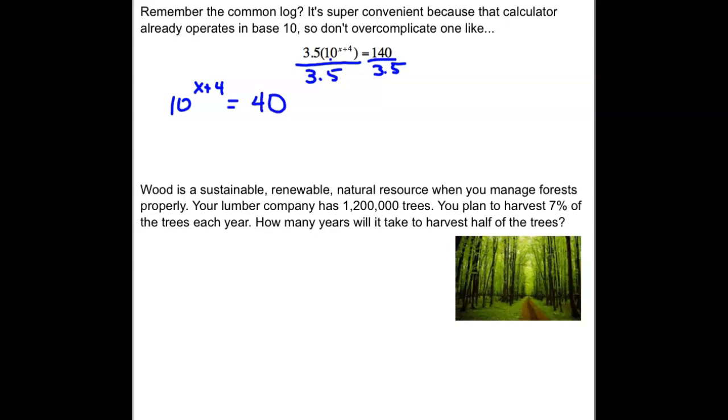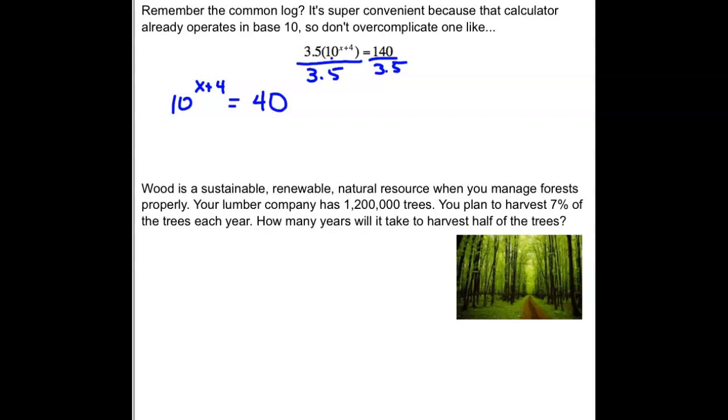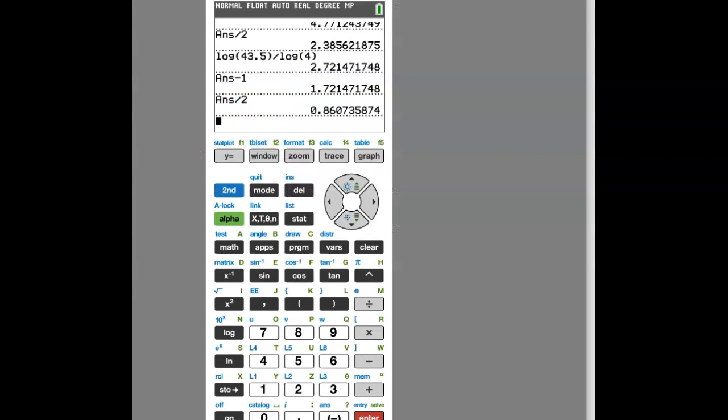Now we can take the log of both sides, but we're going to use log base 10, which is the key that we have on our calculator. Log base 10 of 10 to the x plus 4, and log base 10 of 40. So x plus 4 equals the common log of 40, and then we'll simply have to subtract 4 from that once we get our answer to the log of 40. All right, so common log of 40, we're already in base 10. And then we wanted to subtract 4 from that. So our final answer would be negative 2.3979.